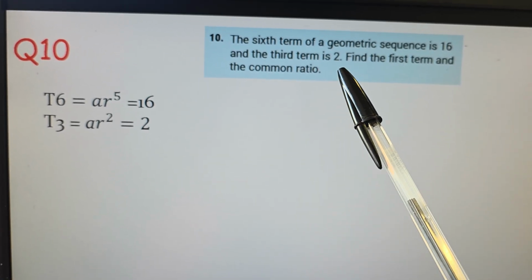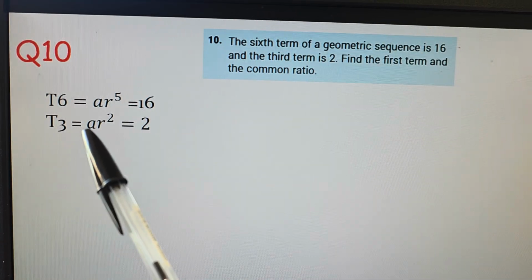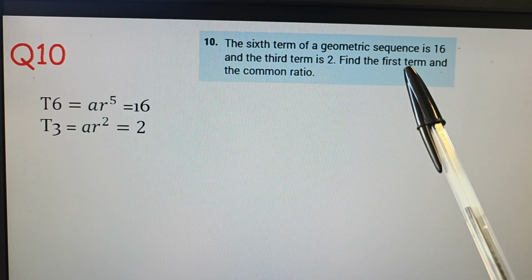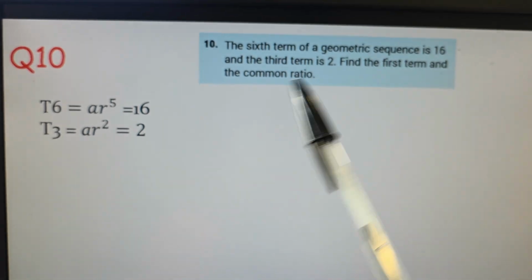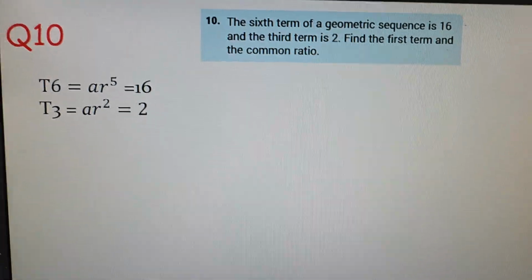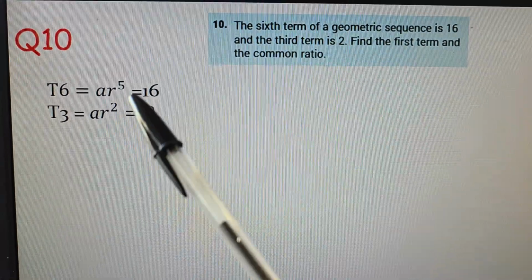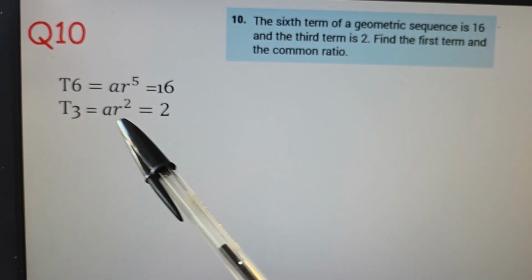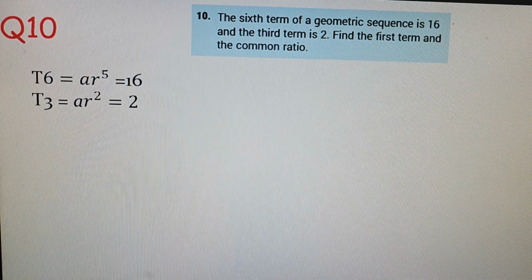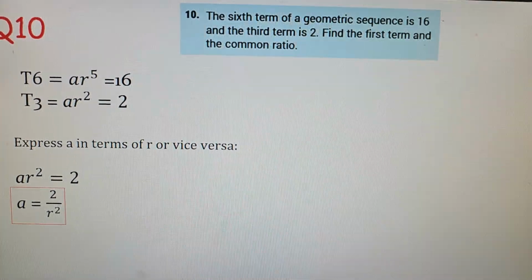The third term is 2. So term 3, which would be AR squared, equals 2. Find the first term, that means find A, and find the common ratio, find R. So I've got two equations here, right? It's like simultaneous equations, but if you isolate one of the variables, either get A on its own or get R on its own, then you can sub one into the other. So it would be easier in this instance to get A on its own.